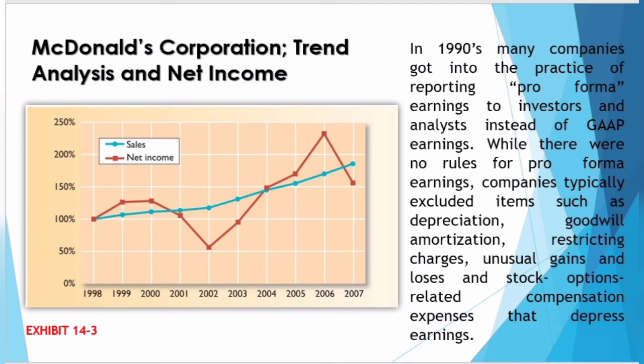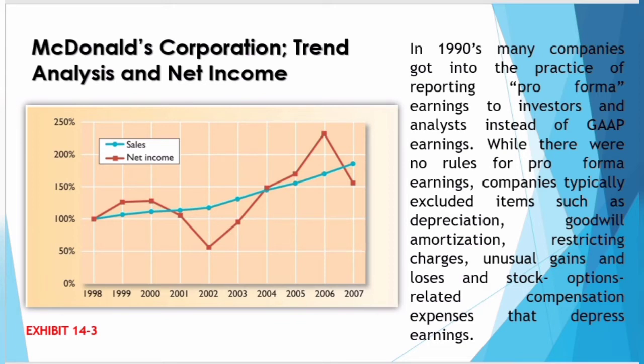So makita na to sa graph guys. Ang blue is the sales and net income. So sa left side makita nimo ang 0% to 250%. Then sa baseline makita na to ang year from 1998 to 2007. So in the above table, both sales and net income had been restated as a percentage of the 1998 sales and net income. So for example, in 2007, sales of $22,787 are 183% of the 1998 sales of $12,421.